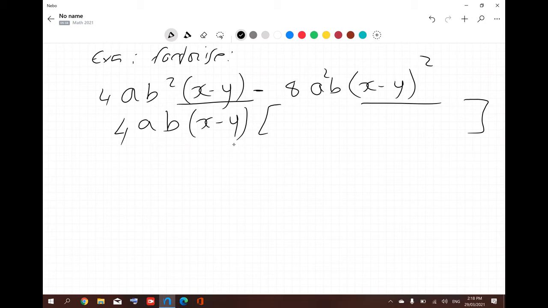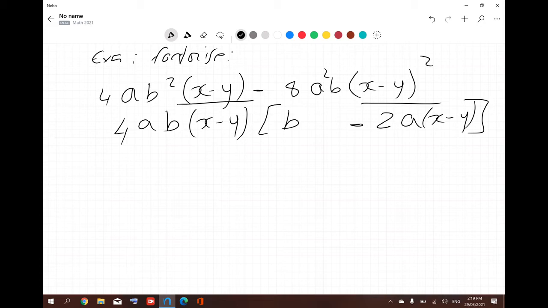First term, when divided by that, I'll get b left in there, because the bracket will cancel, a will cancel, and 4 will cancel. Minus 8 when divided by 4, I'll get the 2. A squared when divided by a, I'll get the a. B will cancel, and the bracket I have here x minus y all squared, which means 2 of those brackets multiplied by each other. One of them will cancel with x minus y, and I'll get x minus y inside. Is this possible to have 2 brackets inside each other?